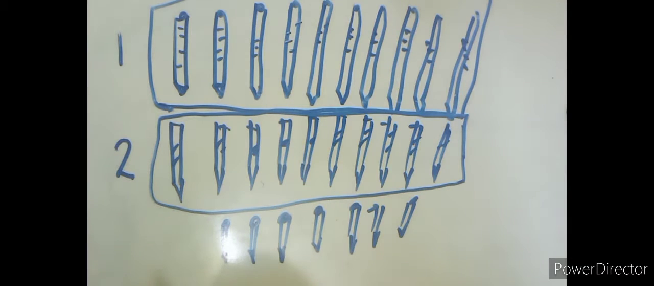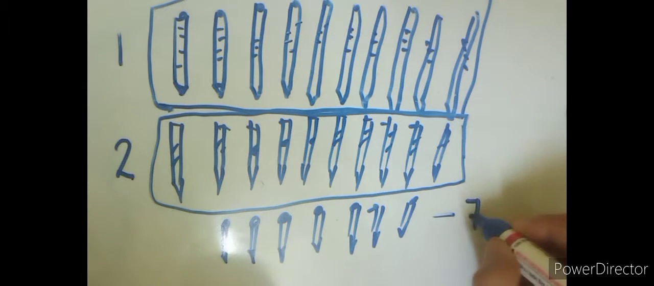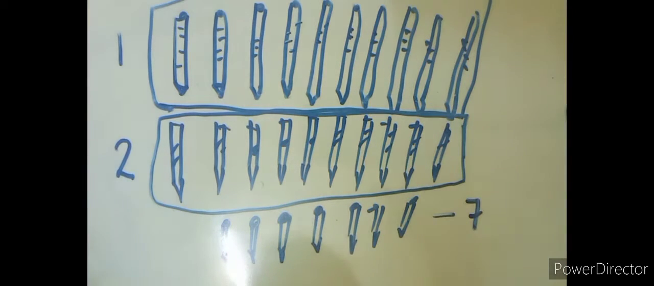Now next, now tell me how many pencils are here. Now you have to start counting. 1, 2, 3, 4, 5, 6, 7. Okay, I repeat again. 1, 2, 3, 4, 5, 6, 7. Here are 7 pencils. Now I have written it here, 7 pencils.